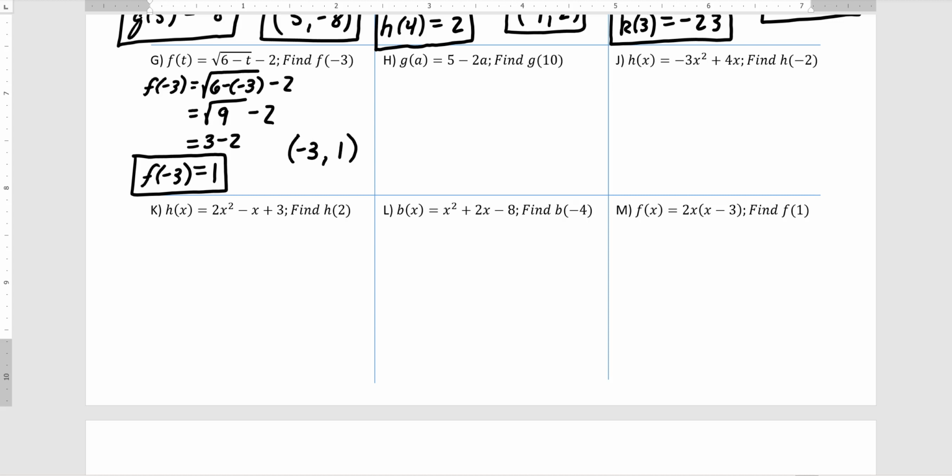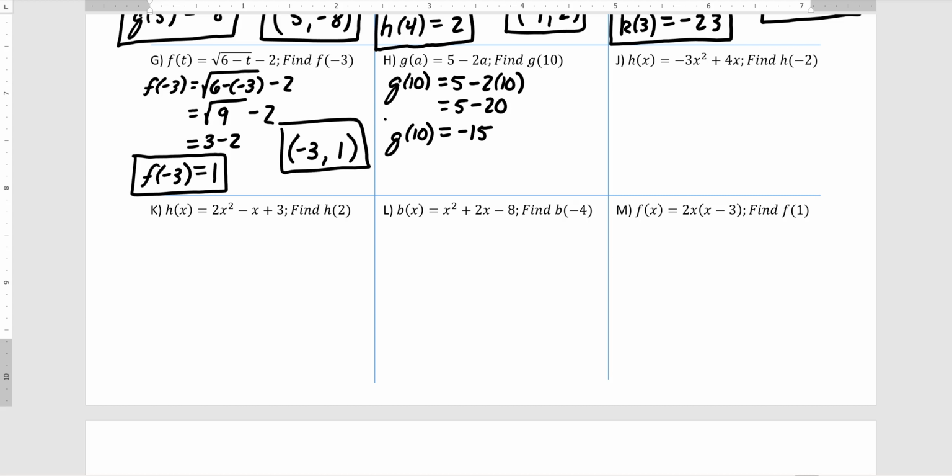All right. Looking at letter H, g of a equals 5 minus 2a. Find g of 10. So I would say g of 10, so 10 is my input. Anywhere there's a variable, I'm going to put 10. So multiplication first, 2 times 10 is 20. 5 minus 20 is negative 15. So that tells me that g of 10 equals negative 15. And as a coordinate pair, I'd write that as (10, negative 15). Input, comma, output. Very nice.